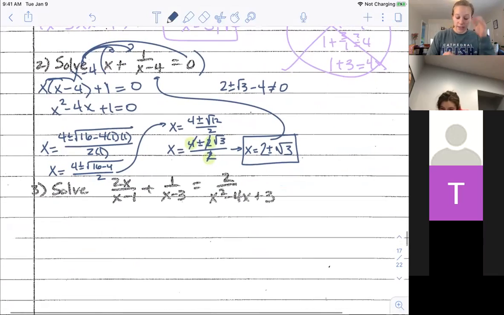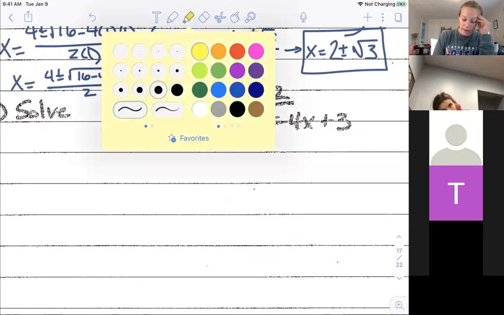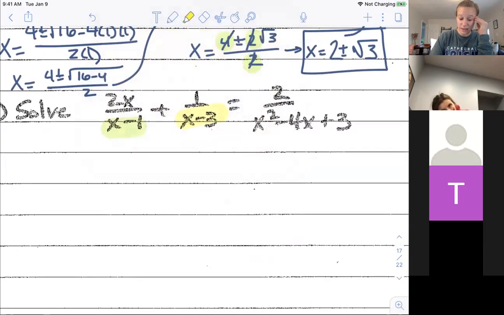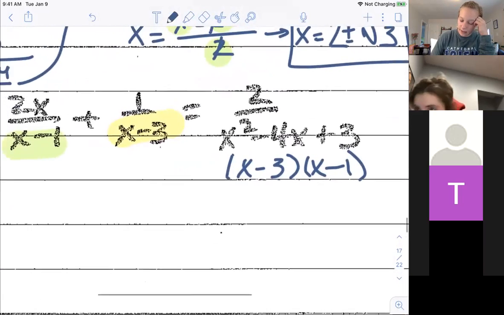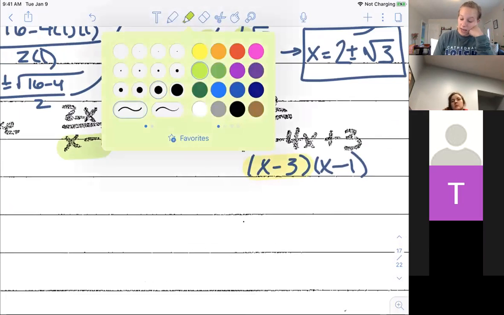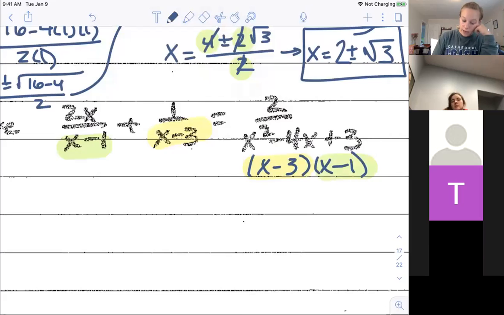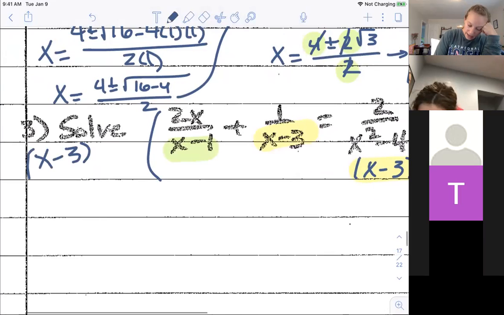Okay. On this one, I have a denominator of x minus 1 and a denominator of x minus 3. Ooh, and then I've got this ugly thing over here, but let's factor it and see what happens. x minus 3, x minus 1. Those multiply to be positive 3, and add to be negative 4. Okay, cool. The good thing about that is I already had an x minus 3 that I was going to have to get rid of, and I already had an x minus 1 that I was going to have to get rid of. So we're multiplying everything by both of them, x minus 3 and x minus 1.